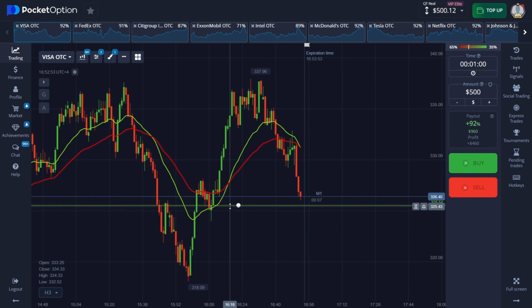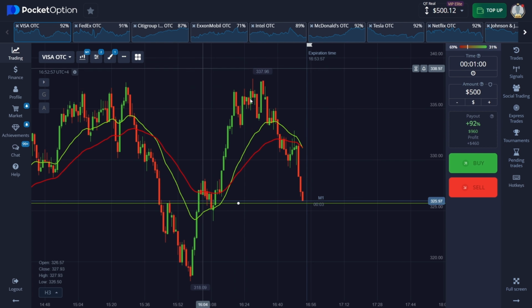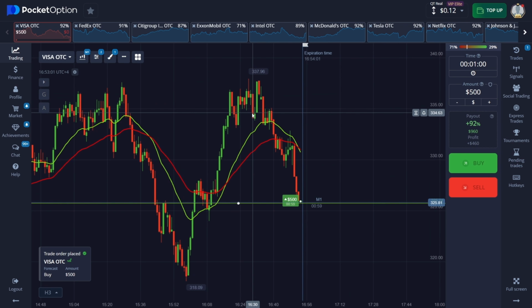Now, here we have a trade on Visa OTC for the upside move from the support level. I'm waiting for a good entry, and I got an entry for the upside move. I placed a trade on Visa OTC worth $500 from the support level, and the trade is currently in our favor. Exactly when I placed the trade, the candle took support from the support level and is going in our favor.